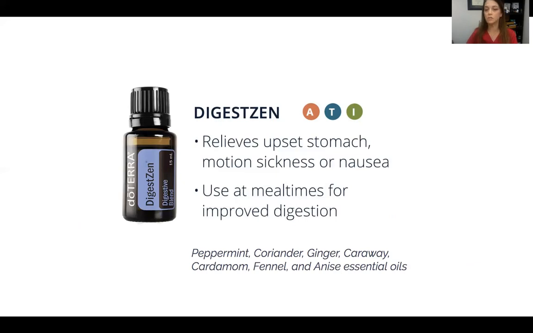Digestin can be used in all 3 ways. It relieves upset stomach, motion sickness, nausea. I love using it when I go out to eat. I'll put a drop under my tongue, or I'll just rub some over my belly, because it's a time that you need extra support. Most of the time, even if we're ingesting really good food, they might be using some inflammatory oils, which is why sometimes we don't feel so good afterwards. So a great one to use on the go for that.